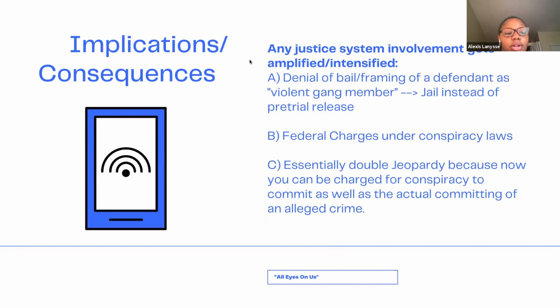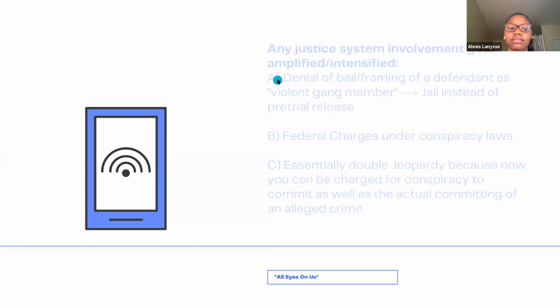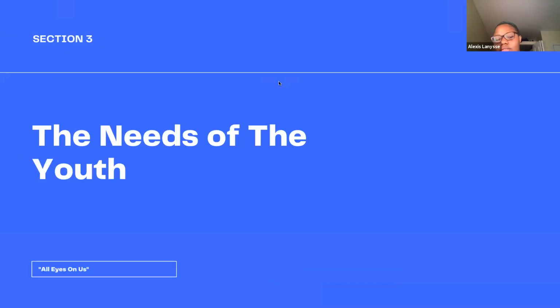And with all of that being said, I want to pass it to Kiana so she can continue on and explain just how horrible this gang database is. Yeah, so hi, I'm Kiana, and I'm going to talk specifically about the needs of the youth when it comes to the gang database, because we're all here and we all know these complications and issues and how it really destroys our community.